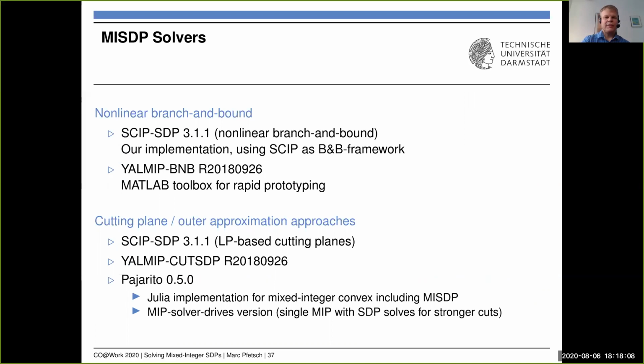And we compare with YALMIP. It's a MATLAB toolbox for rapid prototyping. I have to say that this is not tuned for performance, although in recent years this has been improved. And then one can also apply this outer approximation idea, the LP-based approach, which is also supported by SCIP-SDP. And YALMIP has this as well. And there's Pajarito, a new solver that allows this as well.